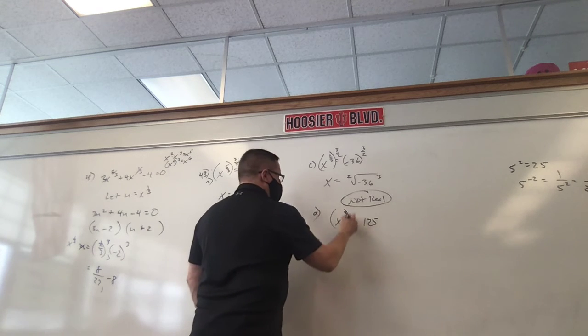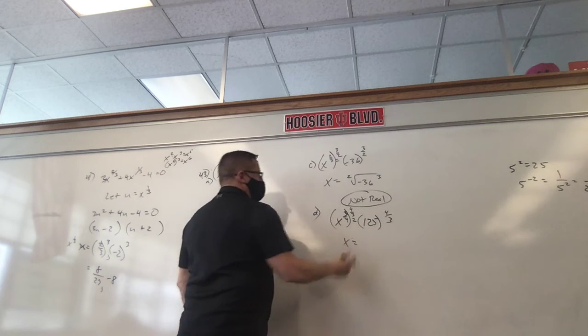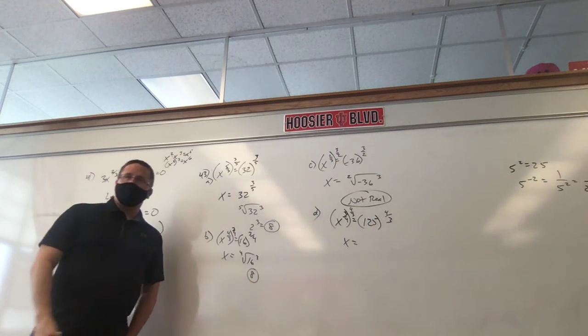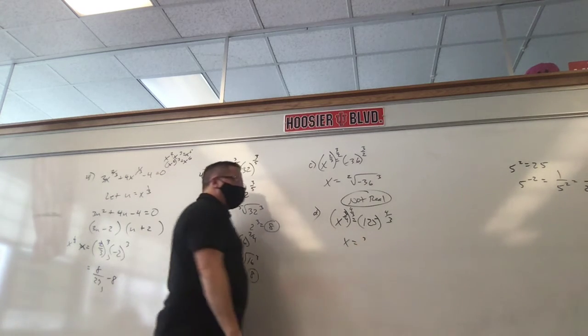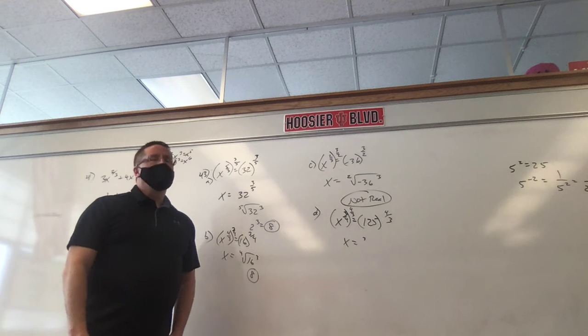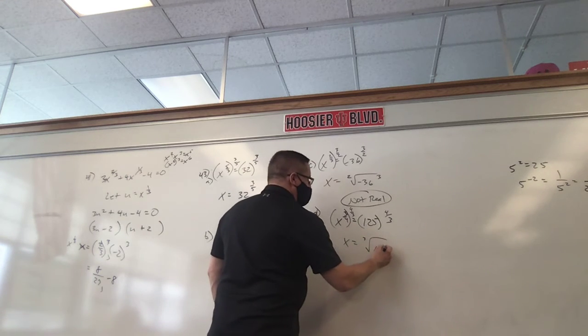Raise each side to the 4/3. So 125 to the 4/3, what's that? I don't know. So it's the cube root. How do I remember it's going to be the cube root? Last thing I wrote was a 3, and I rewrite the first thing right: the cube root of 125 to the 4th.